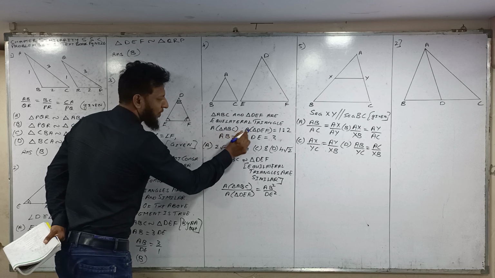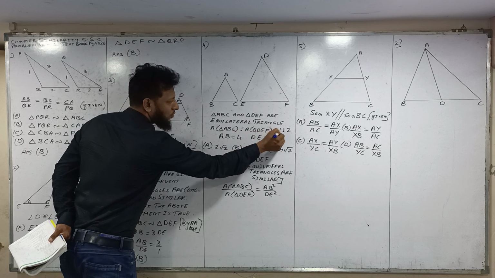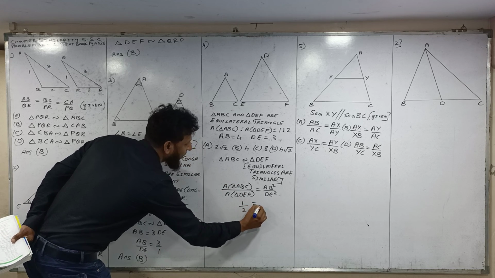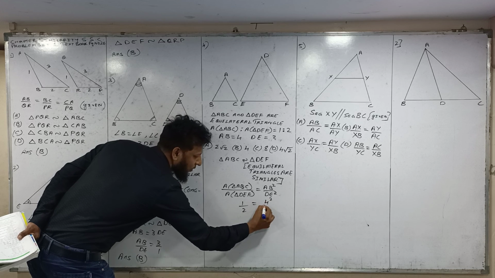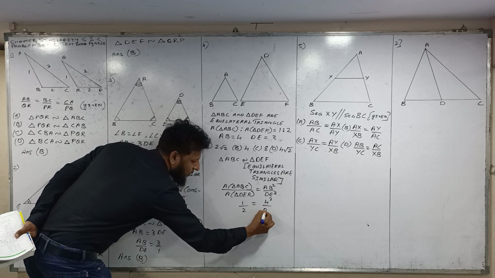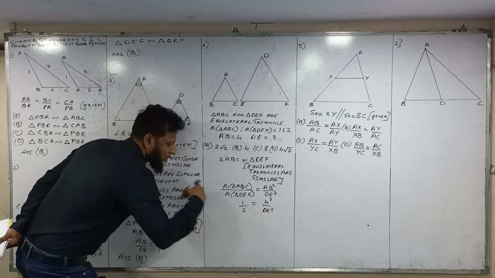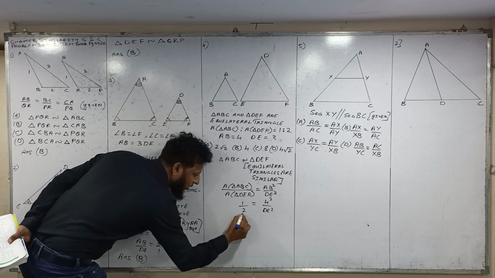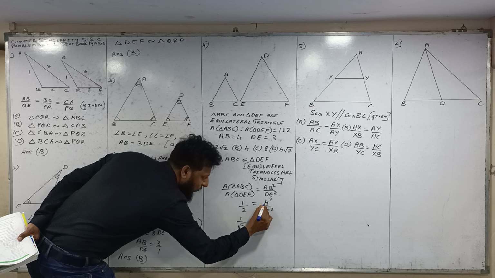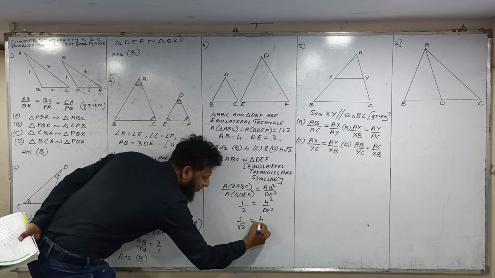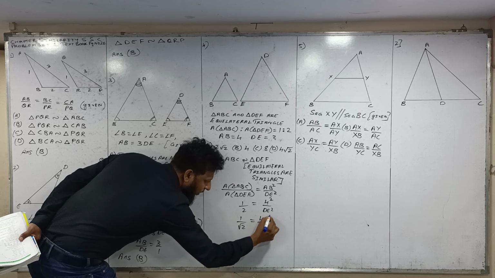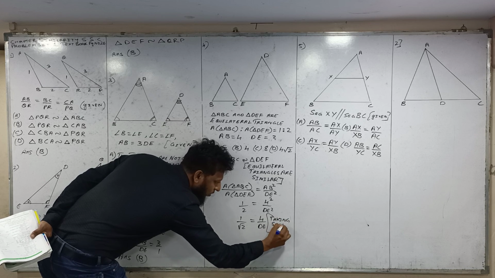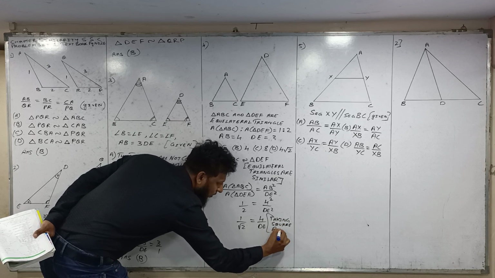Now the ratio of the areas of ABC with DEF is 1 is to 2, so we'll write 1 upon 2. The ratio is given and the value of AB is 4, so 4 squared, and DE as it is, DE square. Taking square root of both sides: for 1, the root is 1 only; for 2, root 2; for 4 square, it becomes 4; and for DE square, DE.